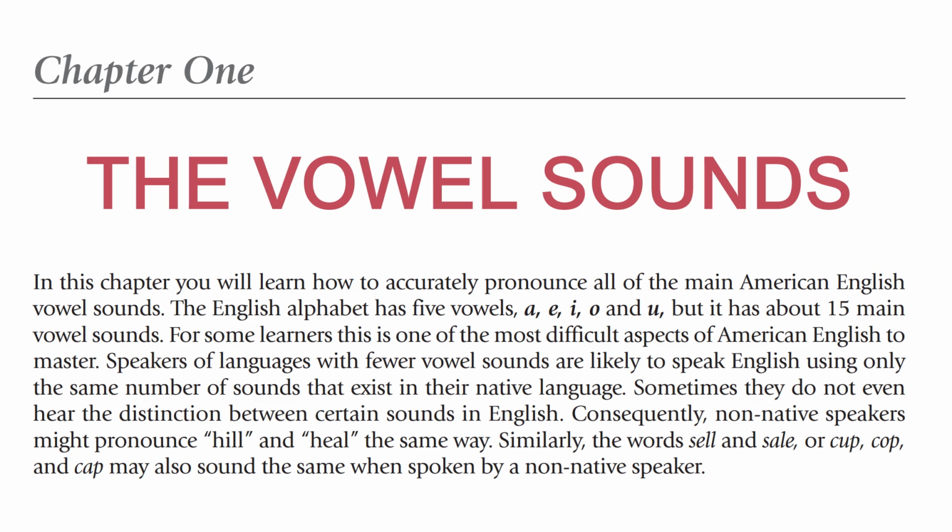In this chapter, you will learn how to accurately pronounce all of the main American English vowel sounds. First, you will be briefly introduced to each of the vowel sounds. Then, you will study each sound in detail. At that point, you will learn the correct lip and tongue positions of each sound. Then, you will have an opportunity to practice them in word groups and in sentences. You will also practice the sound contrasts so that you can learn to clearly distinguish between the different vowel sounds that may have previously sounded the same to you.